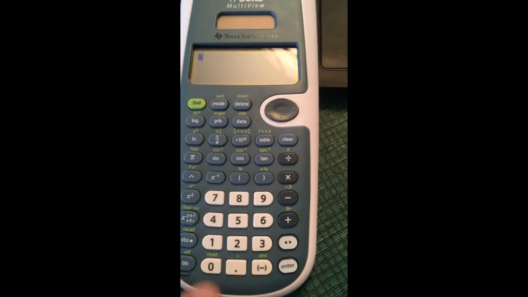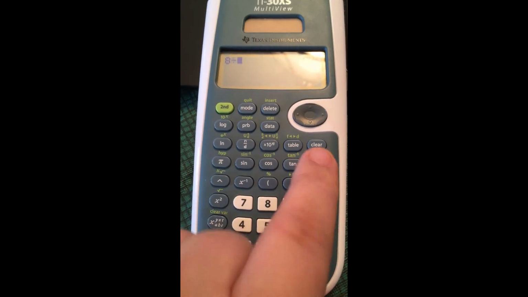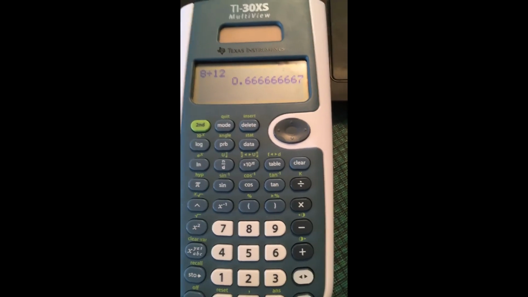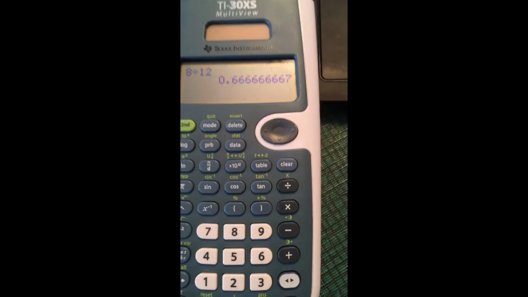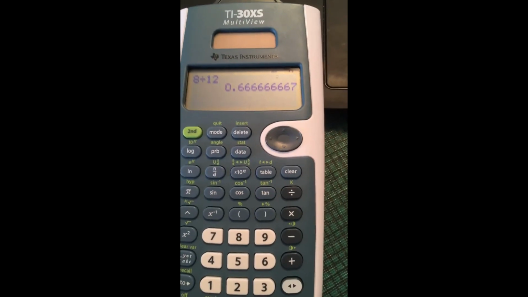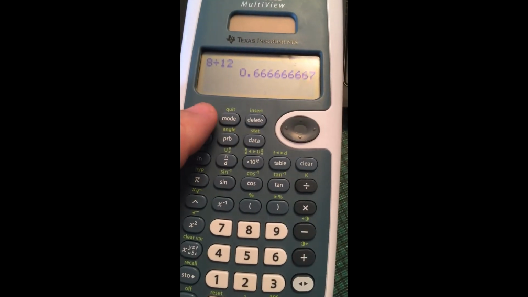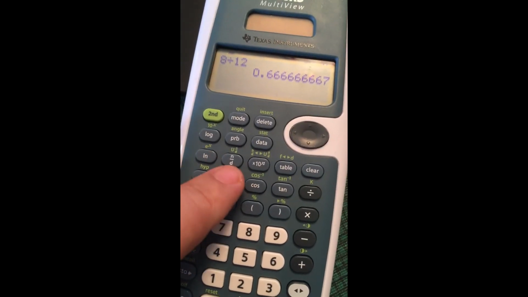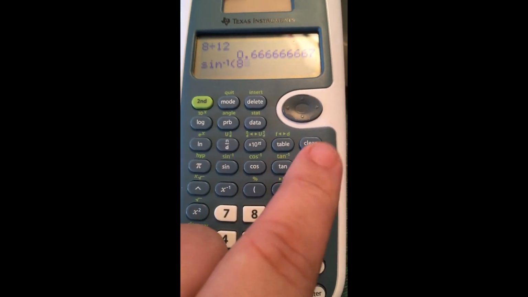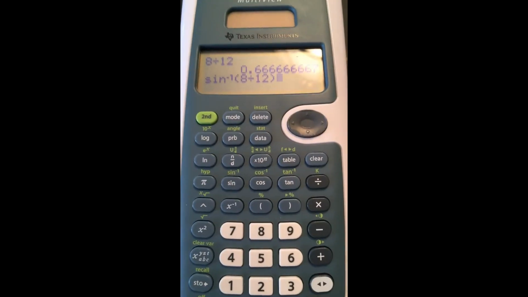All right, so let's say my opposite is 8 feet, and since it's over the hypotenuse, and the hypotenuse is 12 feet, enter. Well, 0.6666 cannot be the angle. The angle looks like it's 80 degrees or 70 degrees or whatever. It definitely doesn't look like it's 0.666 repeating. So what we did wrong is to find that, we wanted to use the arc sine key.